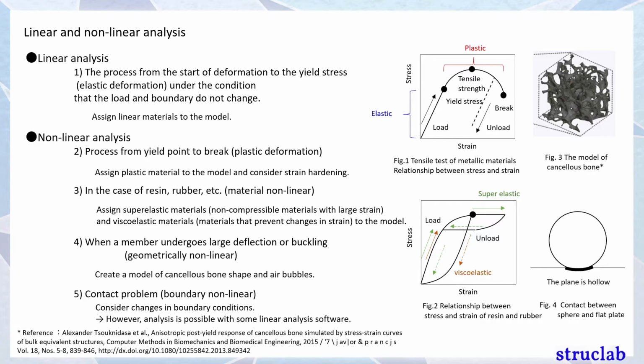The structure of the cancellous bone is shown in figure 3. When a load is applied to a structure with thin beams and columns, the member causes large deflection and buckling, and the load and the displacement show nonlinearity. Such a problem is called geometric nonlinearity. Geometric nonlinearity can be analyzed by making the shape of cancellous bone and the porous shape in the model.